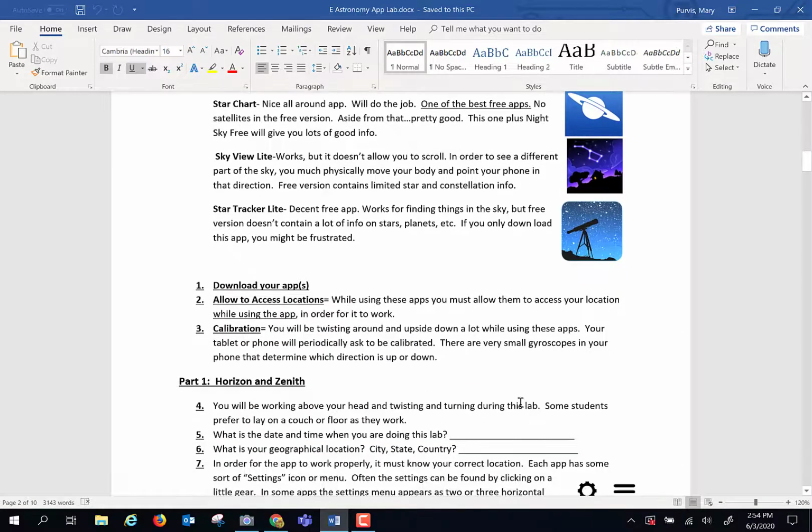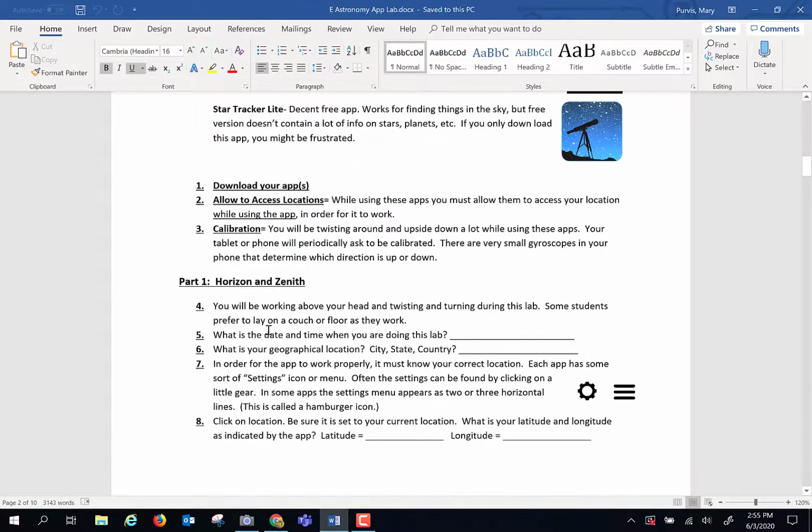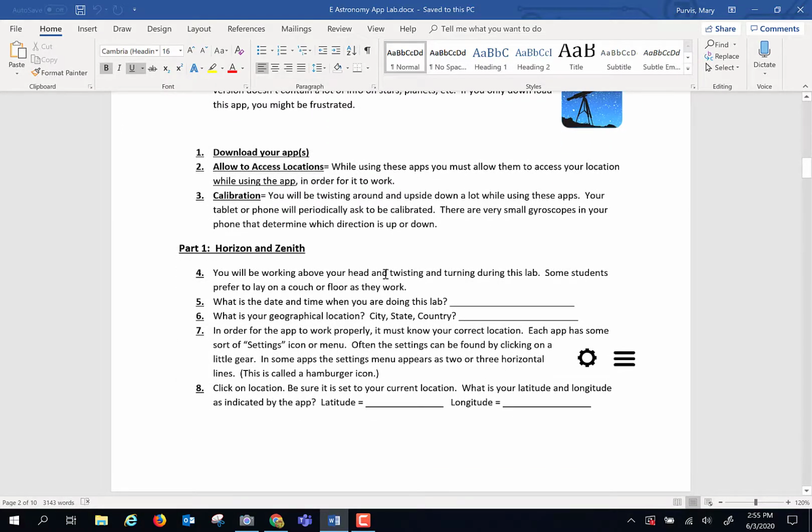So let's go. When you first download your apps, you have to allow them to access your location so that they can give you an accurate picture of what the sky is going to look like from your location. Also, periodically, they're going to use the internal gyroscope of your phone, so it will periodically need to calibrate. You're going to be twisting around, working above your head during this lab and working with the apps, so please make yourself comfortable. Please don't put yourself in a physical situation where you may fall over or hurt your neck. That's just the nature of it.